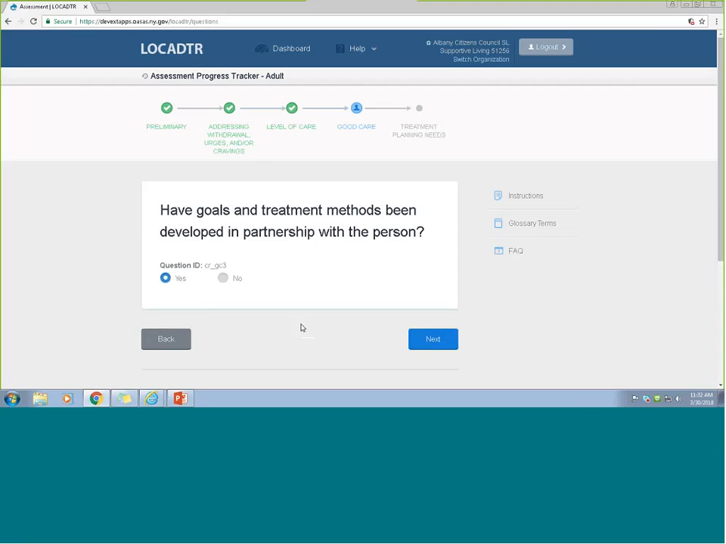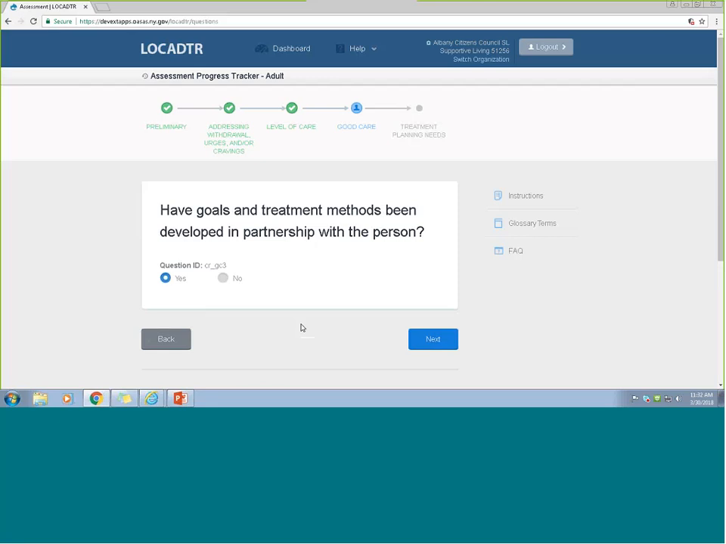This is something that people will naturally agree with and say, yes, we have done that. One of the things that programs want to probably do is to think about how they're including that person. You notice that the word here is in partnership. So it's not just that the person has accepted the treatment plan or that they've been informed by it, but that the goals and treatment methods have been really discussed with that person so they understand.